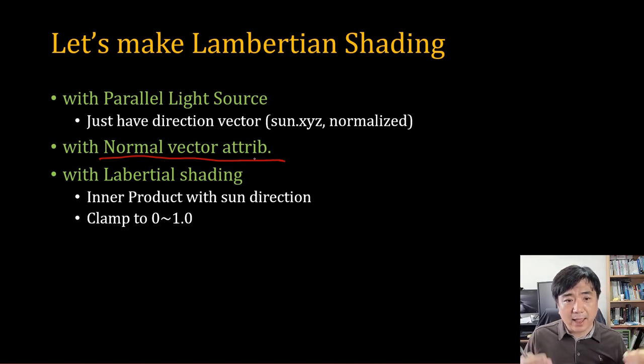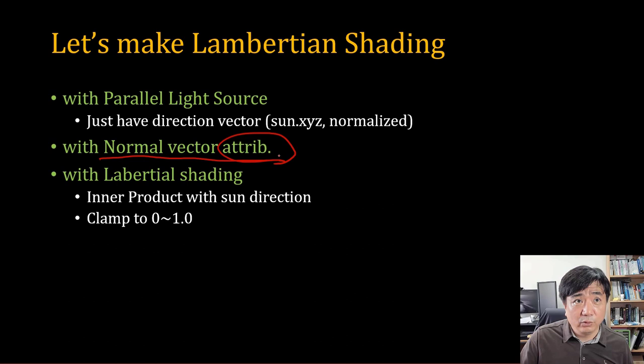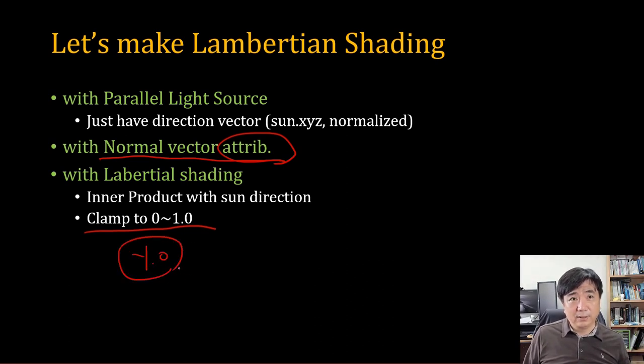So every vertex has some normal vector, and then I will change that code, and then we calculate the dot product of the light source and the normal vector, then we can get some value. Then we will clamp it into 0 to 1.0, because minus is not good. Minus light is not thinkable. It is not possible to draw minus color. So minus means the opposite direction of the light source, then we will use 0.